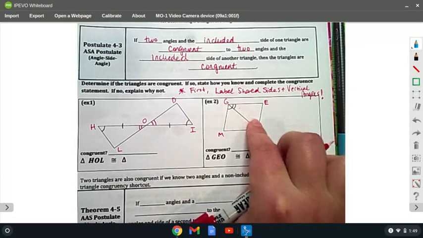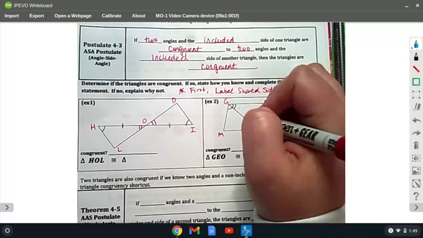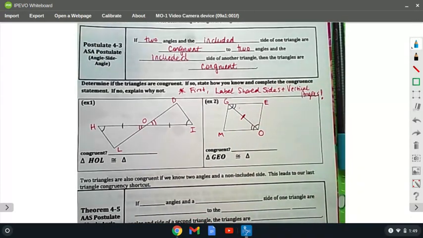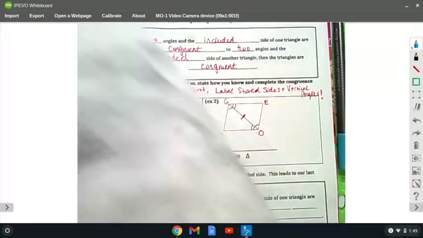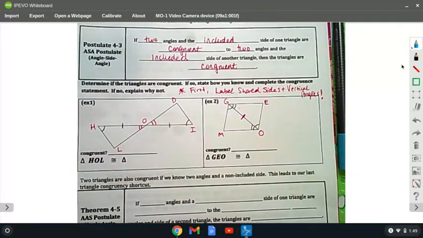Over here, my shapes are touching. They're combined. So I do have a shared side. So I'm just going to mark that shared side as congruent. So I have to always do those first. That's something that the worksheet or book or test doesn't do for you.